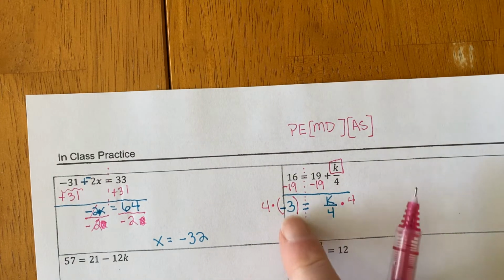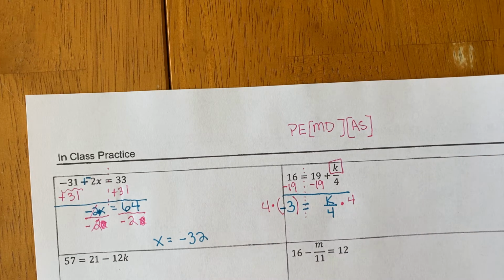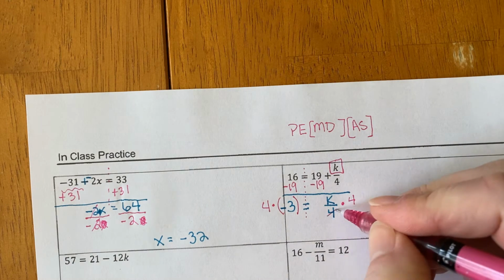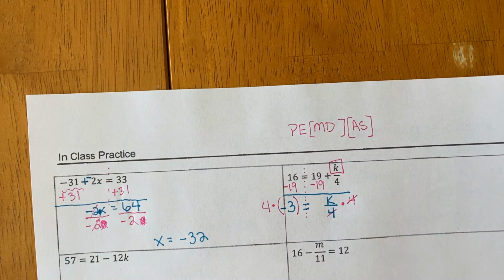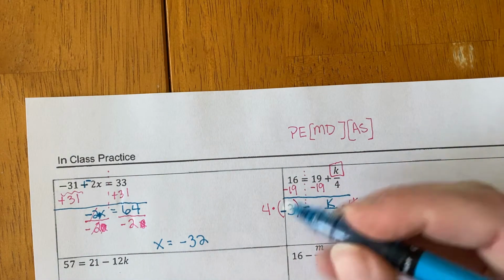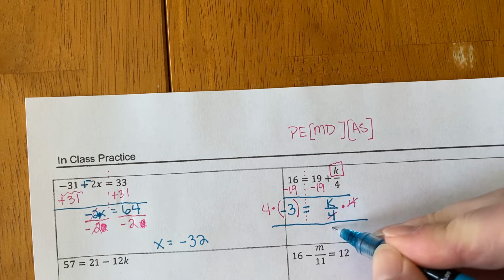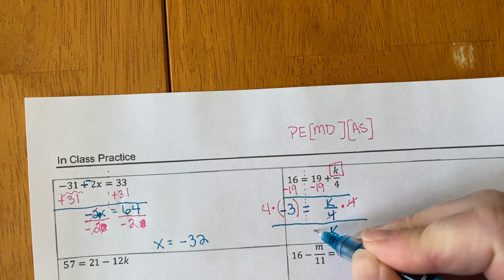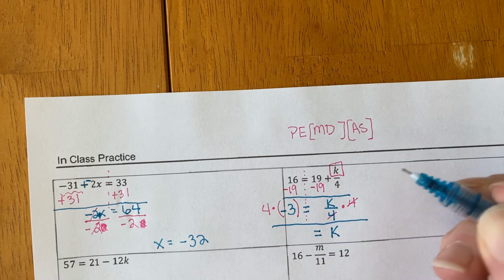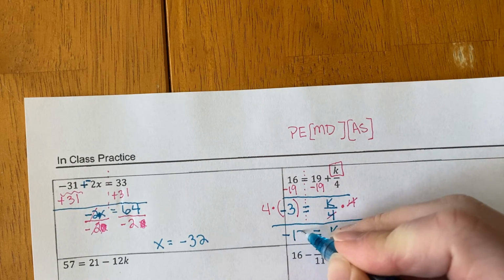And so I just put that parentheses there to remind me that it's multiplied by a negative 3 here, not subtracting 3. So what happens then is my 4's cancel on the right side of the equation, and I'm left with a k equals, and 4 times a negative 3 is a negative 12.